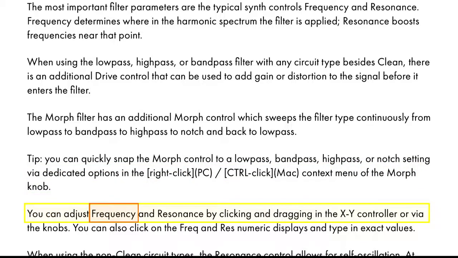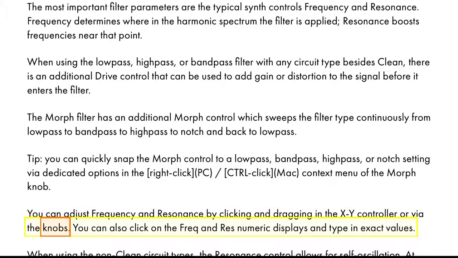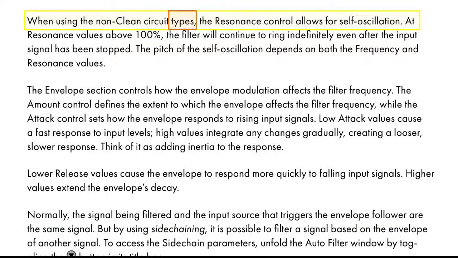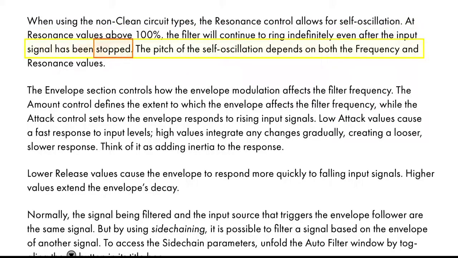You can adjust frequency and resonance by clicking and dragging in the XY controller or via the knobs. You can also click on the frequency and resonance numeric displays and type in exact values. When using the non-clean circuit types, the resonance control allows for self-oscillation. At resonance values above 100%, the filter will continue to ring indefinitely even after the input signal has been stopped. The pitch of the self-oscillation depends on both the frequency and resonance values.